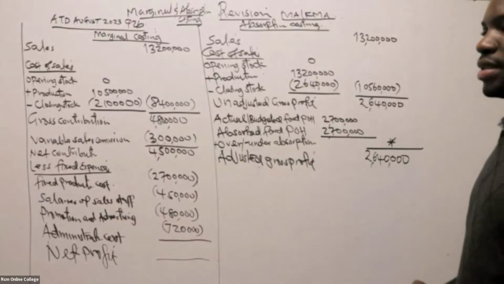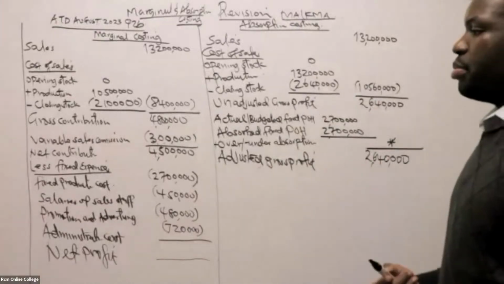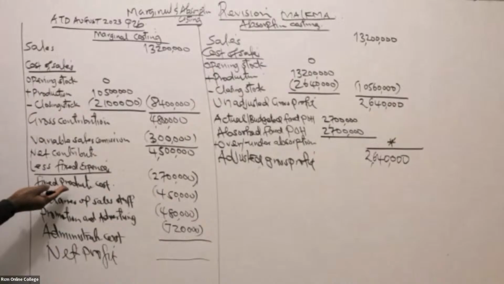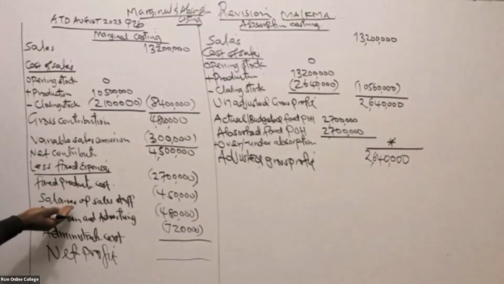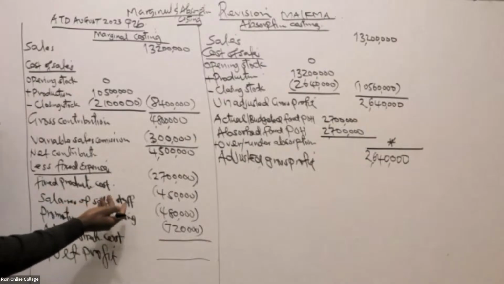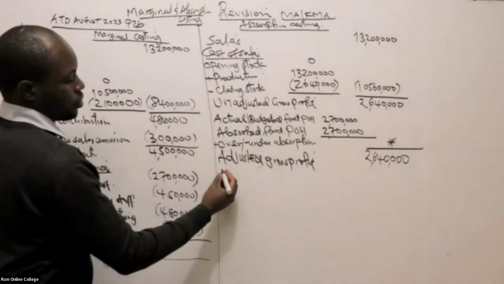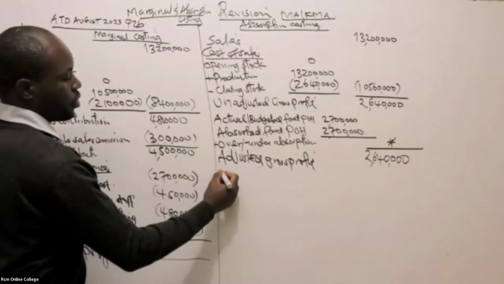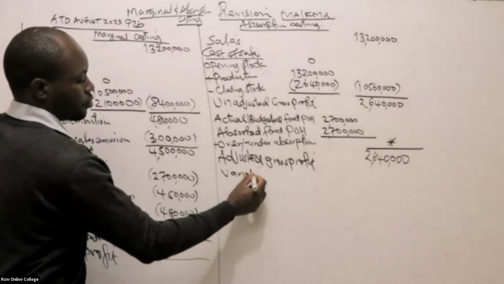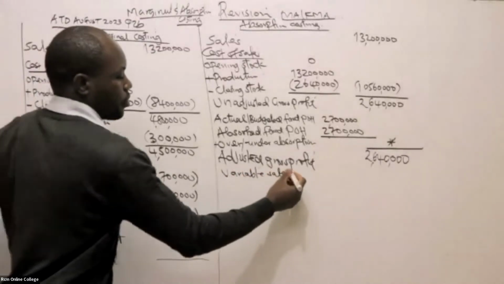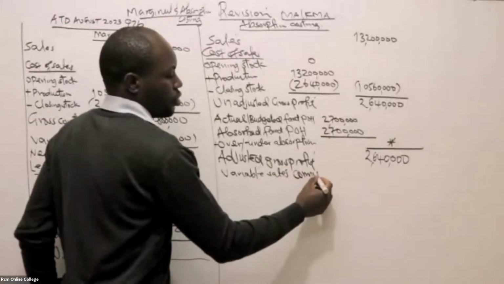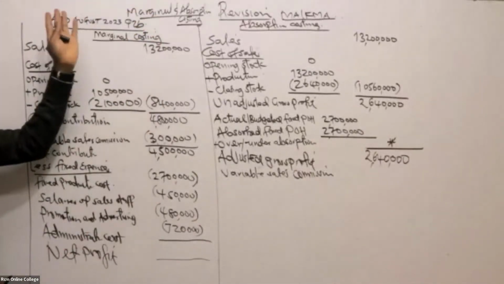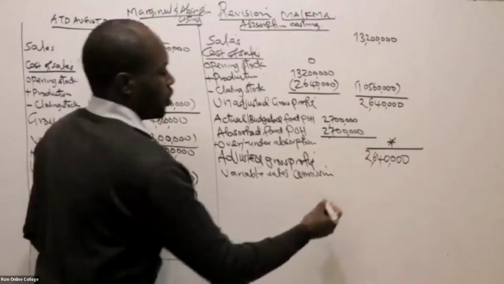Good. After doing that, the other items will come, copy and paste. For example, the fixed production overheads have been taken care of, so we don't need to bring it here. Go to salaries of sales staff, or even the variable. We start with the variable sales commission. It will not be affected because the number of units sold is the same under each method. So the variable sales commission is 300,000.